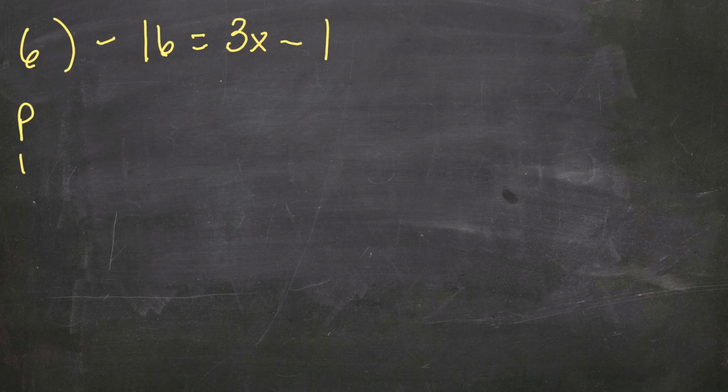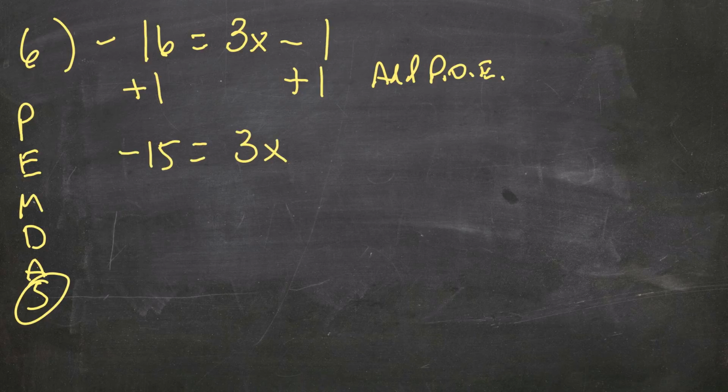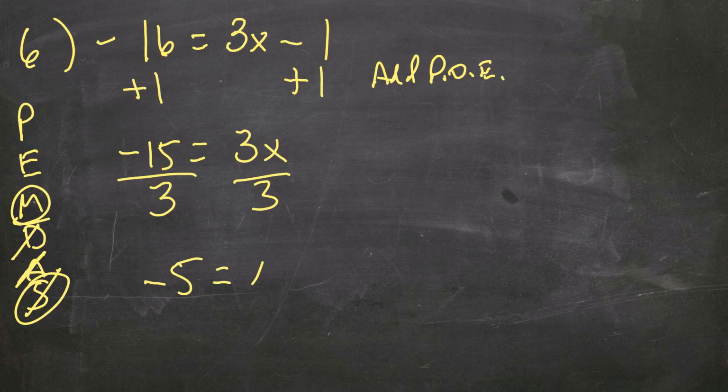Alright, 6. Same exact concept. PEMDAS. Oh, look, I see subtraction, so I add 1 to both sides. That is my addition property of equality. I get negative 15 equals 3x. There is no more addition. There is no division. I have to use multiplication. I divide by 3 on both sides. So I get negative 5 equals x. Remember, that was my division property of equality.